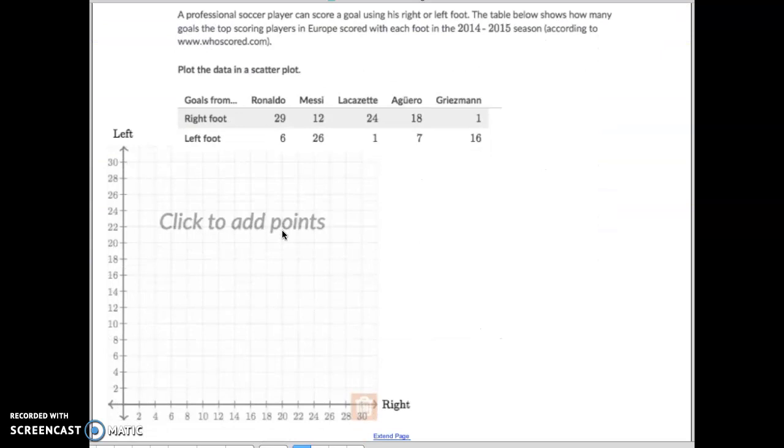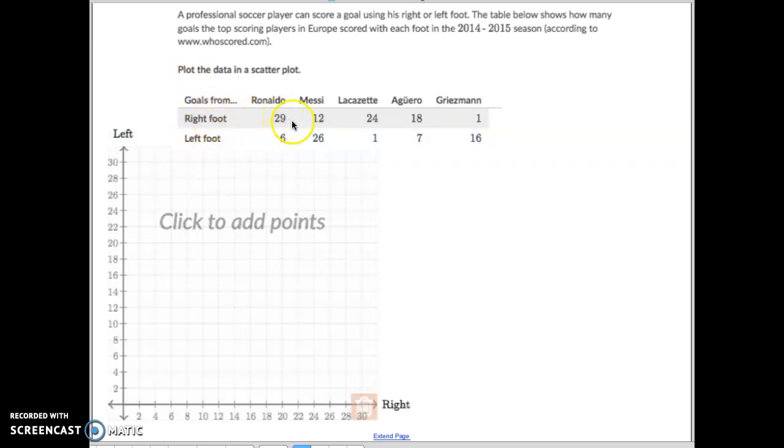Okay, so we got this one, professional soccer player. These are the goals. He kicked some goals with his right foot. He made some goals with his left foot. Or I guess these players do. And so we got that. Again, we got to check this out. Right foot, in this case, again, is the x-axis. So the top line is the x-axis. The left foot, which they put on the y-axis. Doesn't always go that way, so you're going to want to just always verify that before you start graphing.